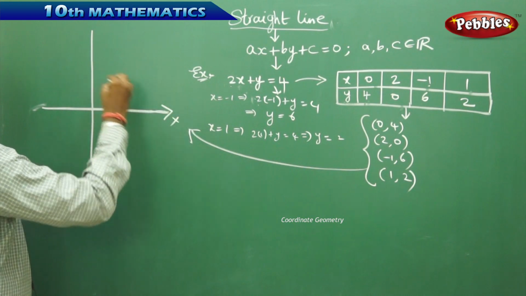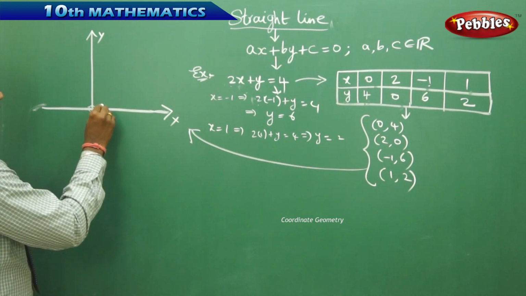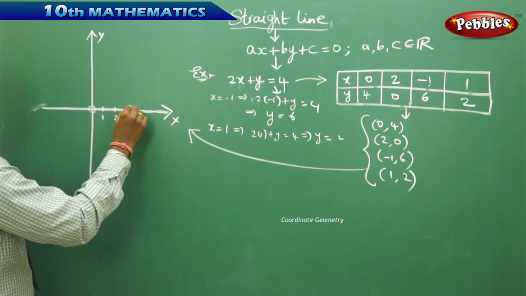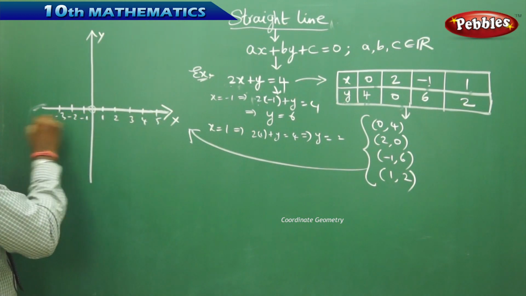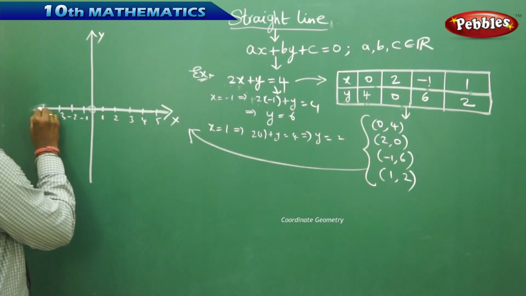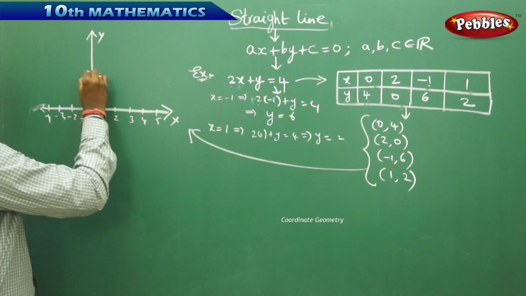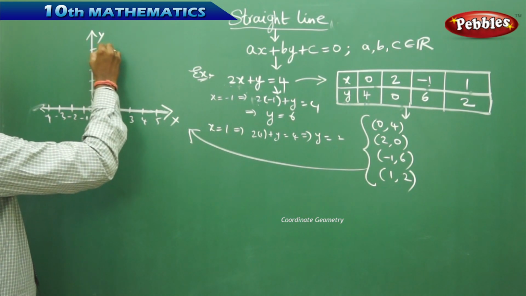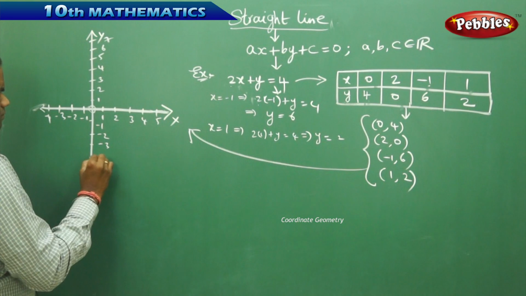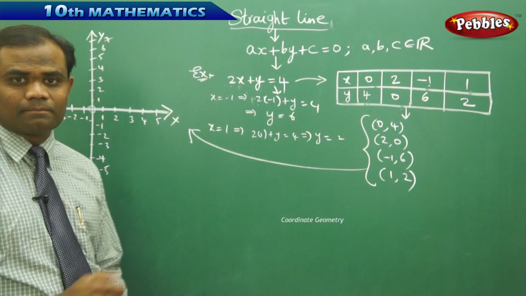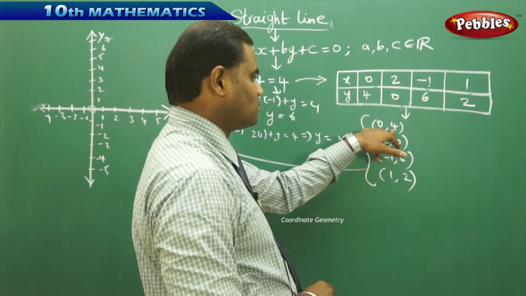If this is the x-axis and this is the y-axis, then I have this as the origin, and 1, 2, 3, 4, 5, minus 1, minus 2, minus 3, and so on till minus 4. And here I have 1, 2, 3, 4, 5, 6, 7, and minus 1, minus 2, minus 3, minus 4, minus 5, and so on. So with a suitable scale on the x and y axes, let me plot the first point 0, 4.